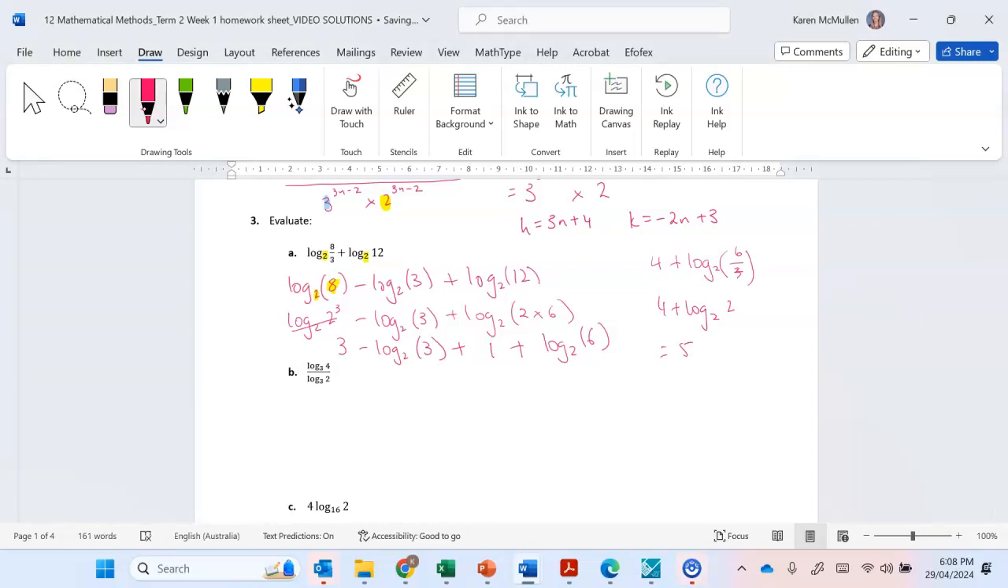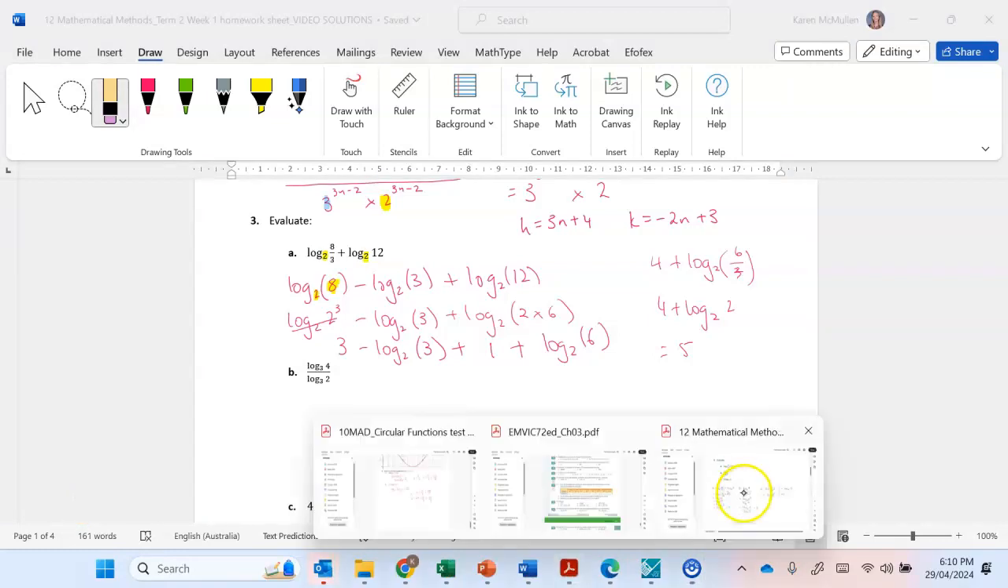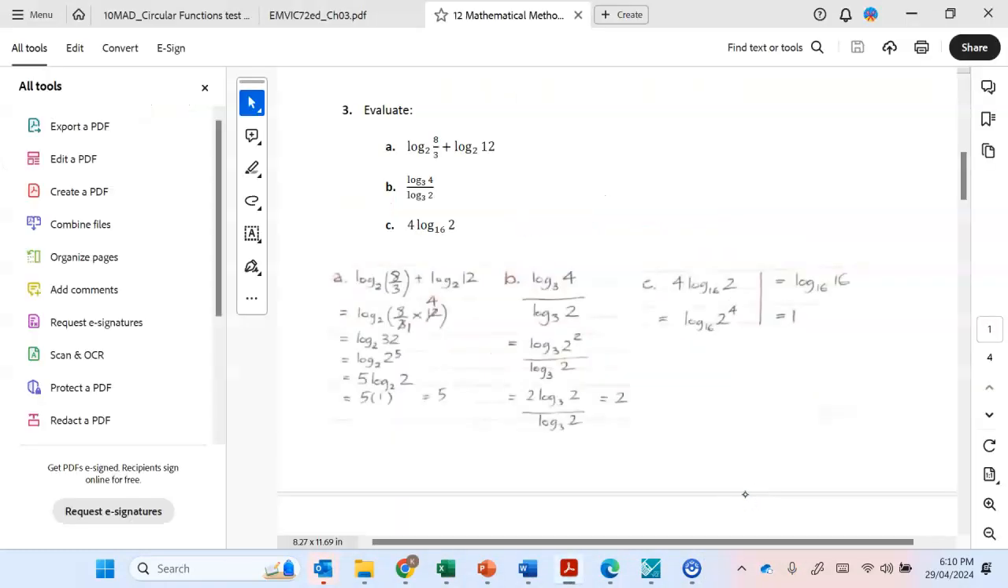Let me just double check. Oh, I know what I've done. I should have subtracted this whole thing. No, sorry, where am I? Oh no, plus. All right, I did get the right answer. I was looking at the wrong question. I was looking at C, see how C is if the answer is 1, and I'm like, how do you get 1? But then I wasn't really paying attention. So we've got 5 there.